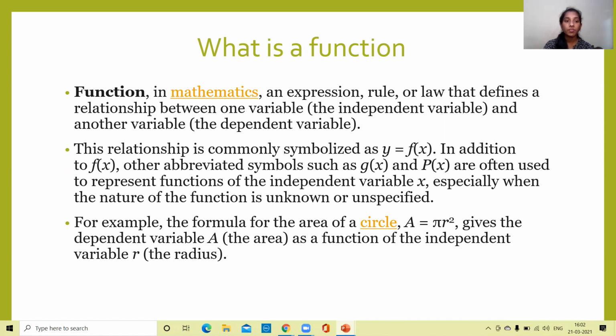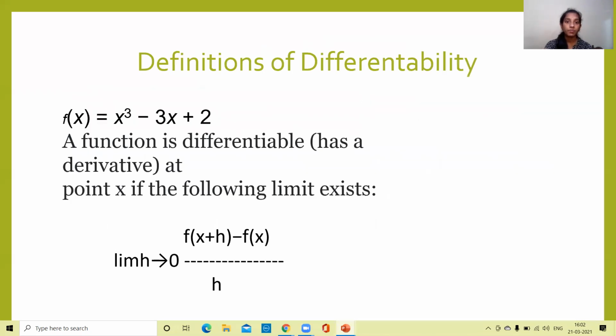In addition to f of x, other abbreviated symbols such as g of x and p of x are often used to represent the functions of the independent variable x, especially when the nature of the function is unknown or unspecified. For example, for the area of a circle, A equal to pi r square gives the dependent variable A, the area, as a function of the independent variable r, the radius. Now let's understand what is the differentiability of a function.